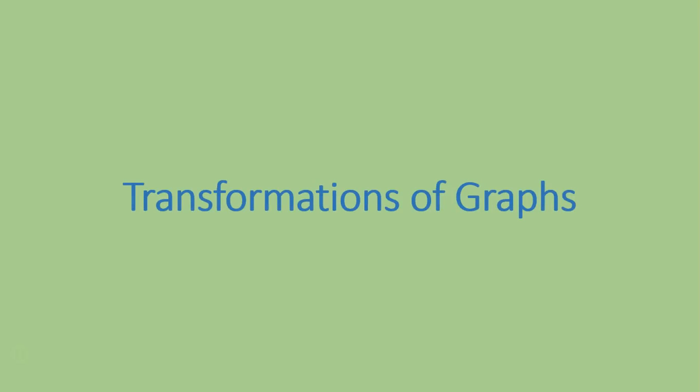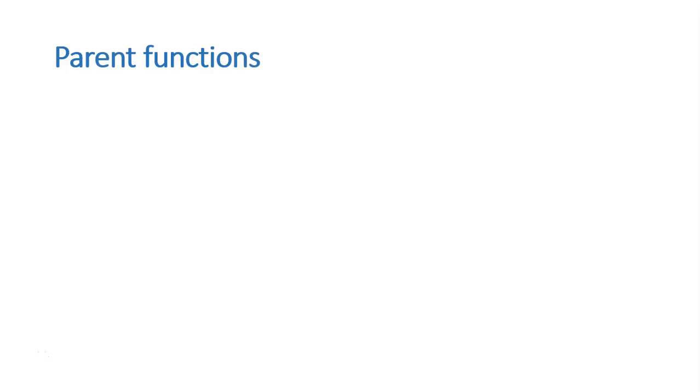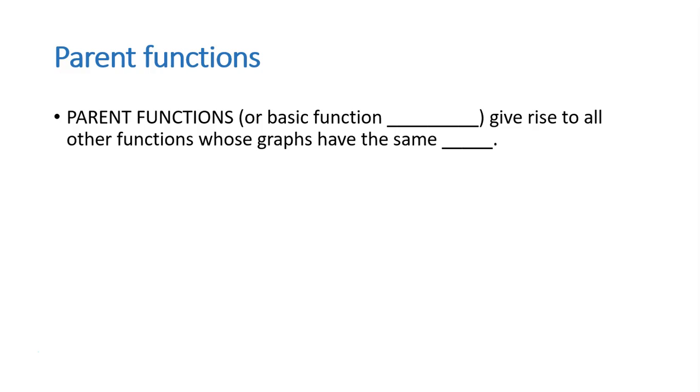In this video, we're going to learn how to graph functions. Each time we graph, we start by identifying the parent function that our actual function is derived from. Parent functions, or basic function categories, give rise to all other functions whose graphs have the same shape. They represent the most basic cases that would give graphs that have a specific, unique shape.